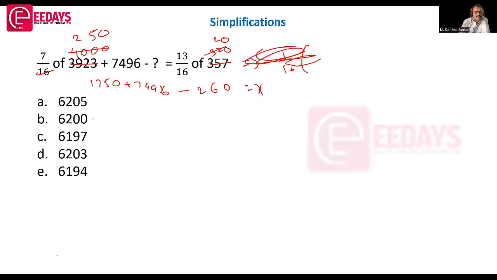So what happened? That is equal to 6 approximately. Okay, 6. And next, why? Because 6 minus 0. 5 plus 9, 14, 14 minus 6. That is equal to 8. And next, 7 plus 4, 11 minus 2. That is equal to 9. And 1 plus 7, that is equal to 8.